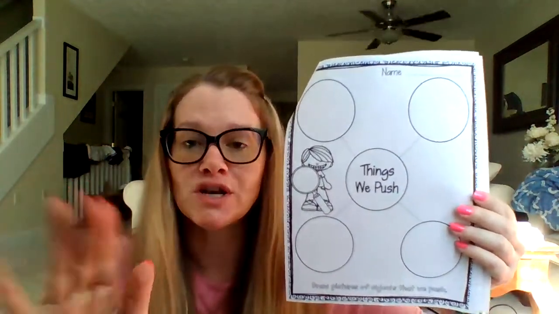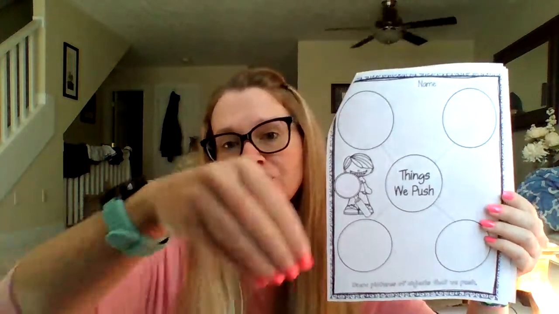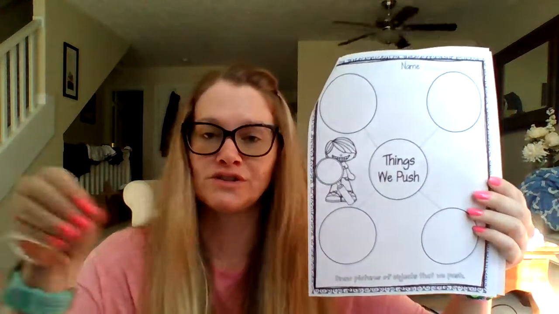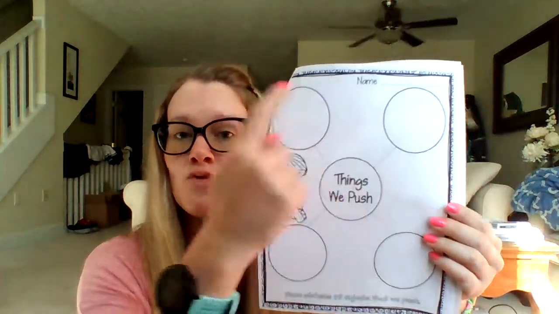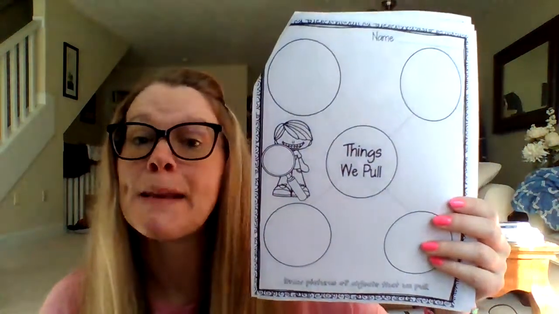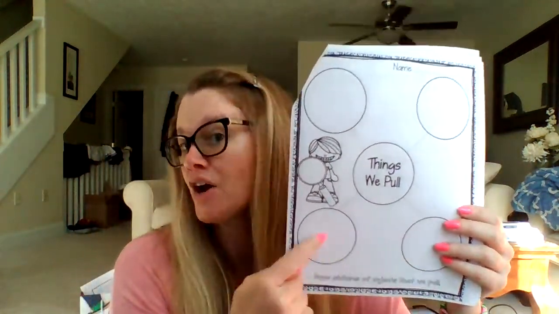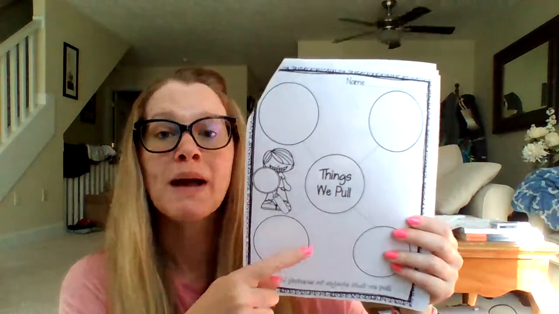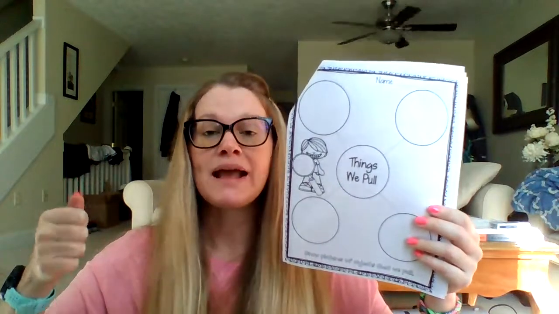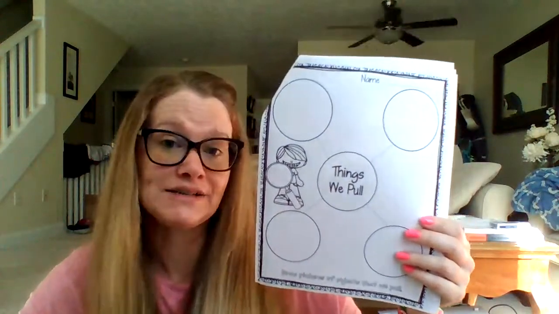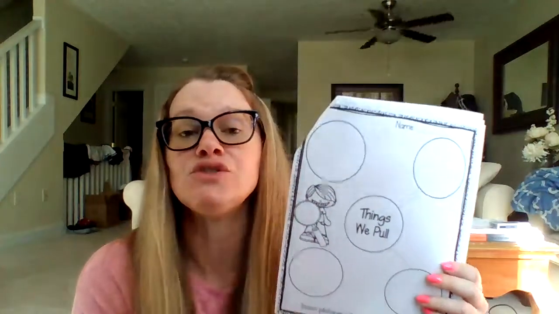Like you might push a swing. You might push a car across the rug. You might push a ball down the hill. So you can draw 4 things that you would push, right? Then when you turn the page, you're going to draw 4 things that you can pull. So like if you're playing tug of war, you're pulling the rope, you might pull a wagon, you might pull someone back on the swings, right? You might run pulling a kite to fly it in the sky. So think of some things that you pull.